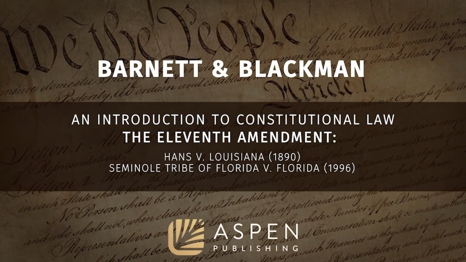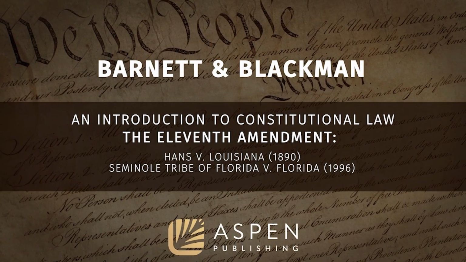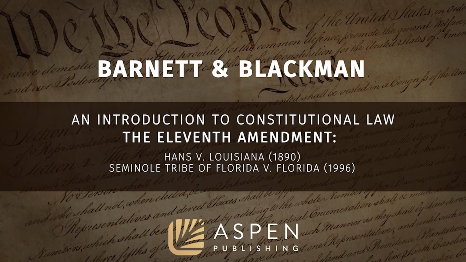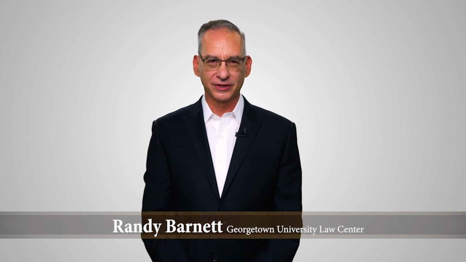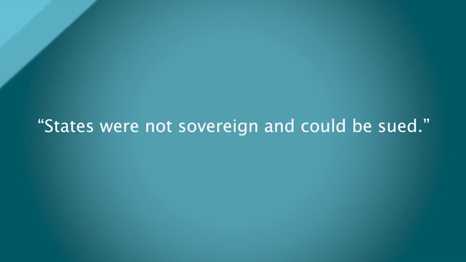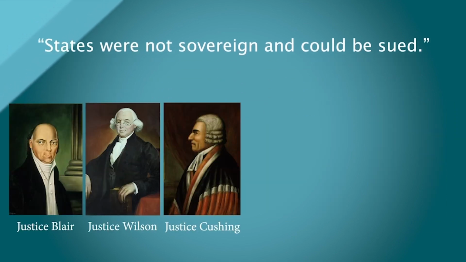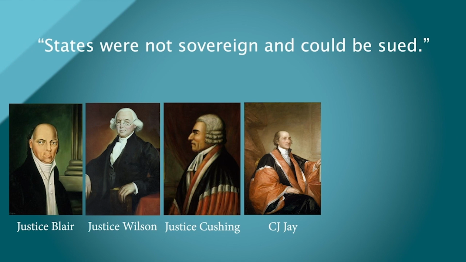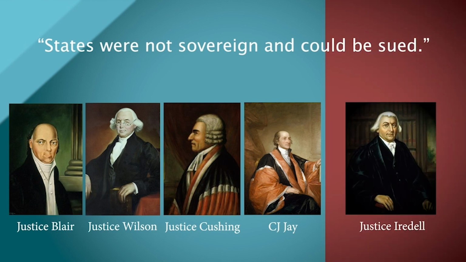The 11th Amendment, Hans versus Louisiana, 1890, and Seminole Tribe of Florida versus Florida, 1996. In Chisholm versus Georgia, 1793, the Supreme Court considered whether a South Carolina citizen can sue the state of Georgia. 4 justices held that the states were not sovereign and could be sued in federal court without their consent: Blair, Wilson, Cushing, and Chief Justice Jay. Justice Iredell, the lone dissenter, found that states as sovereigns had not surrendered their immunity from being sued without their consent.